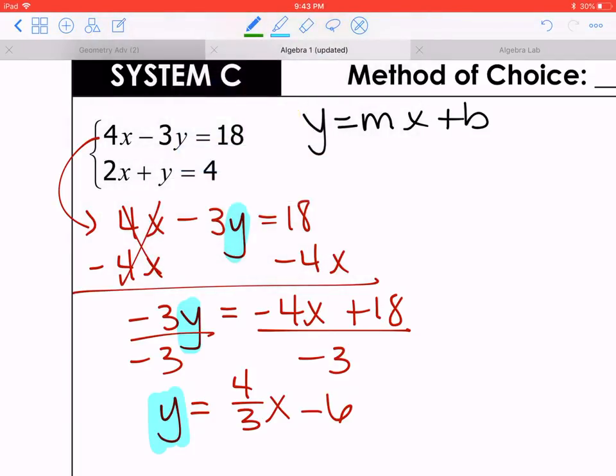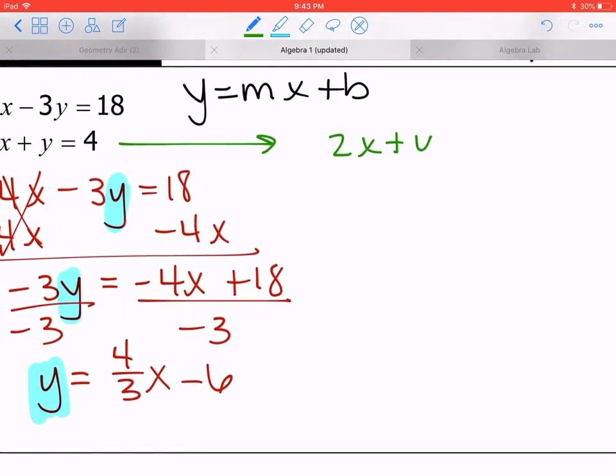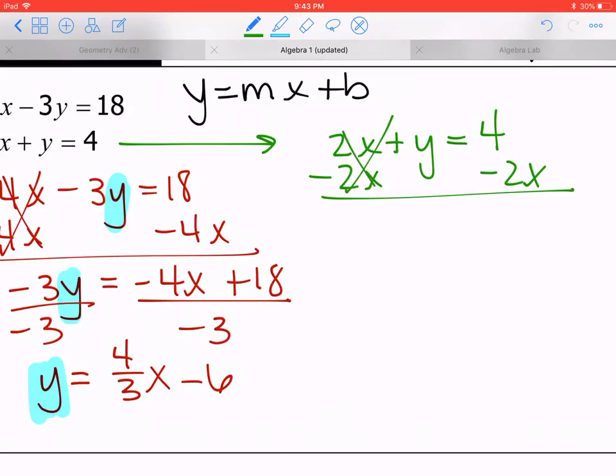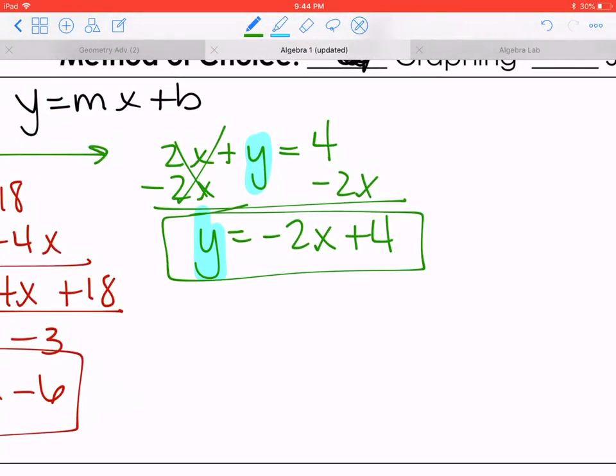Then I will do my other equation as well. So 2x plus y equals 4. Subtract your 2x. Cancel out. Y equals negative 2x plus 4. And so now, okay, y is by itself here too. Remember, that was your goal. Get y by itself. All right, so now I've got my two equations. Got this red one, this green one. And we're going to graph them and look for that intersection point.